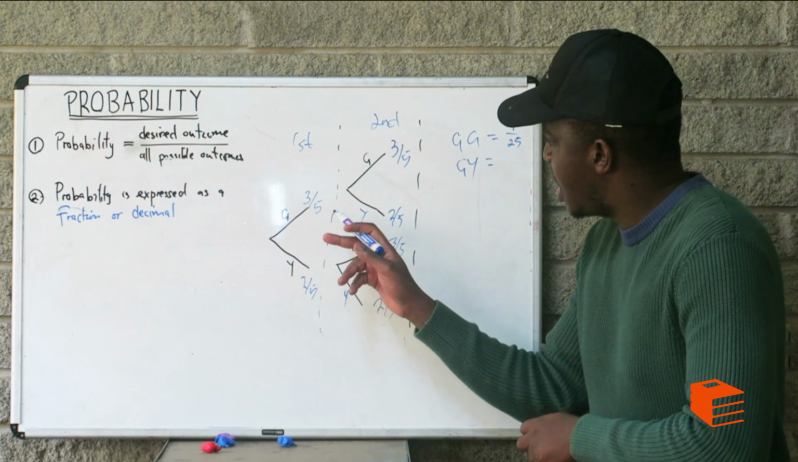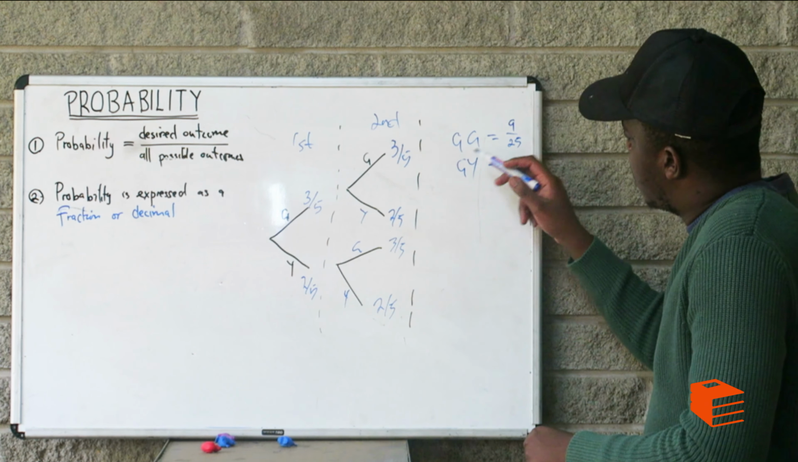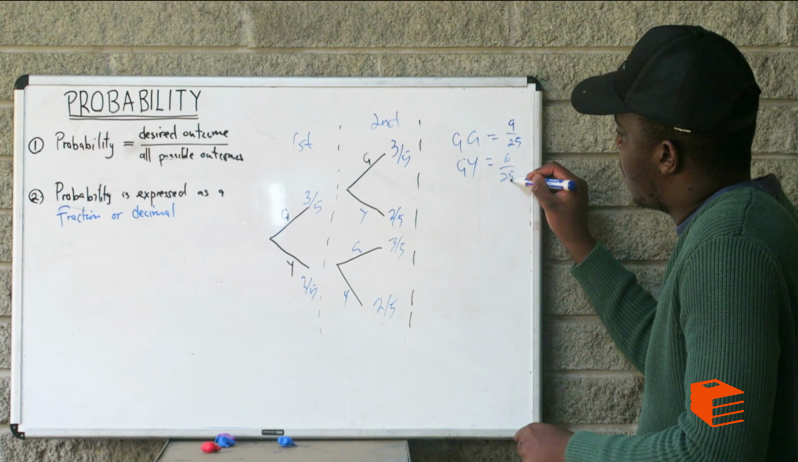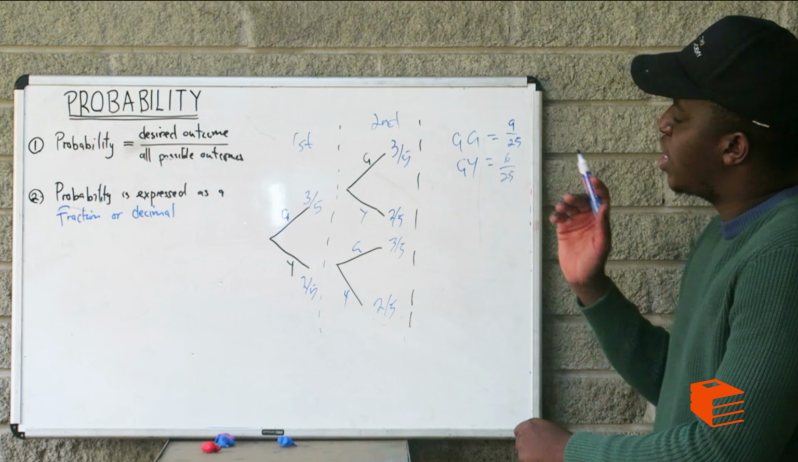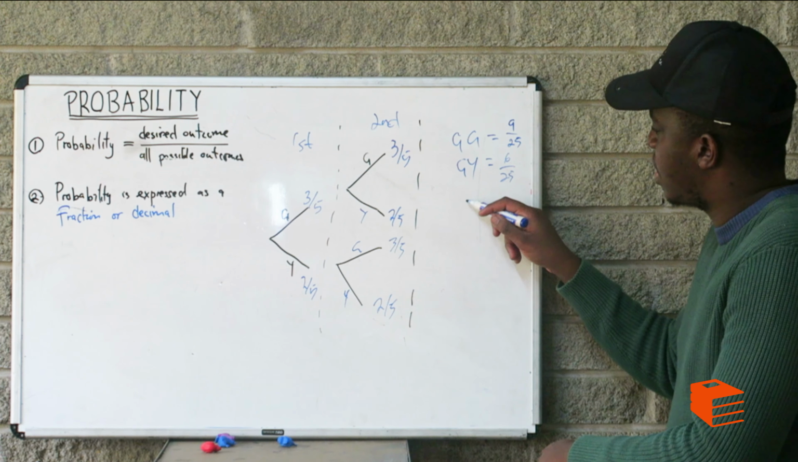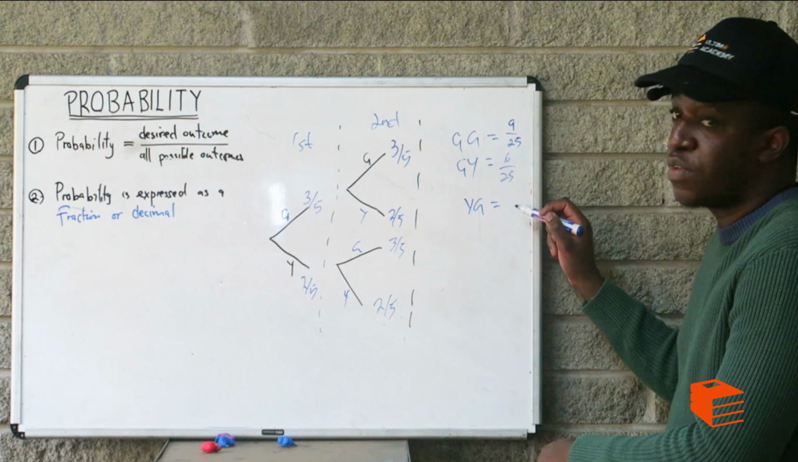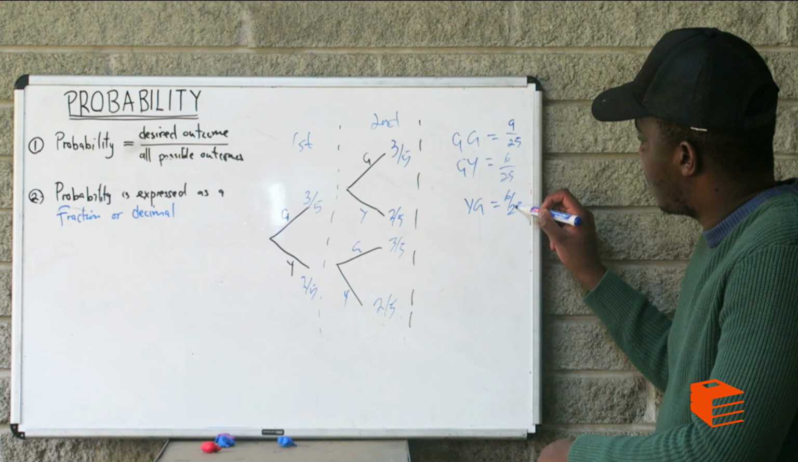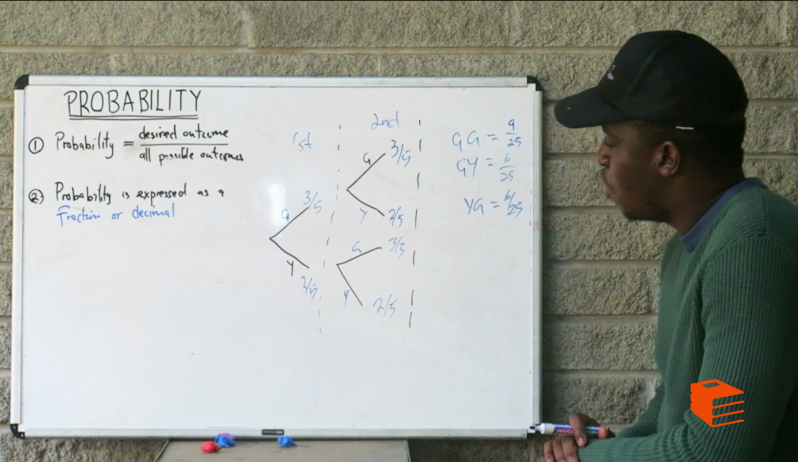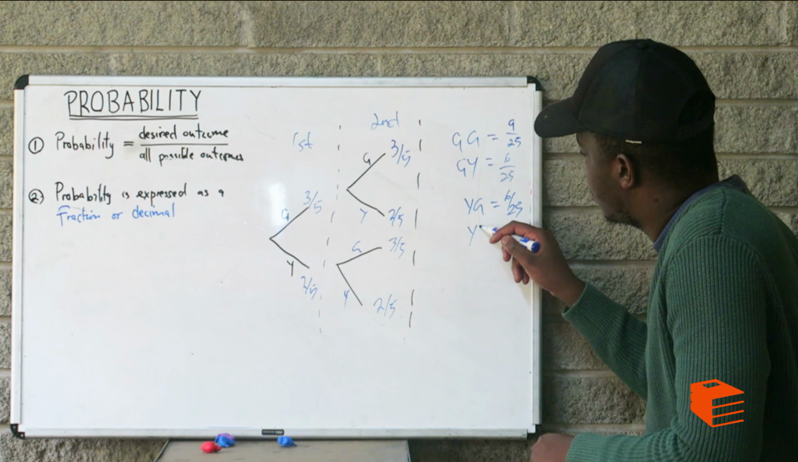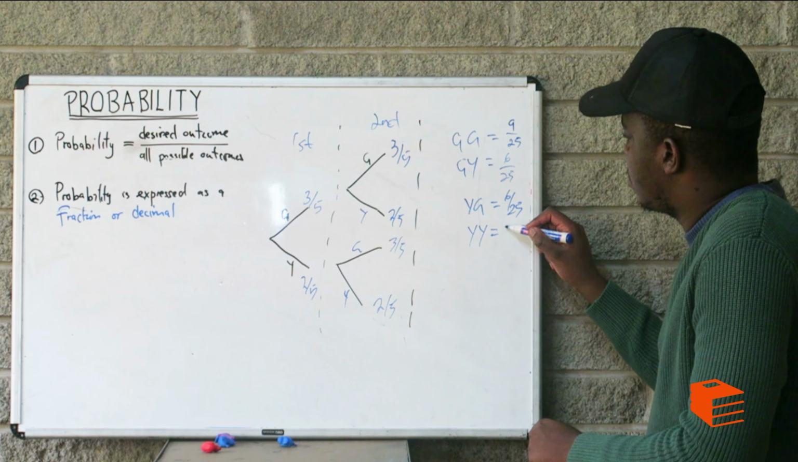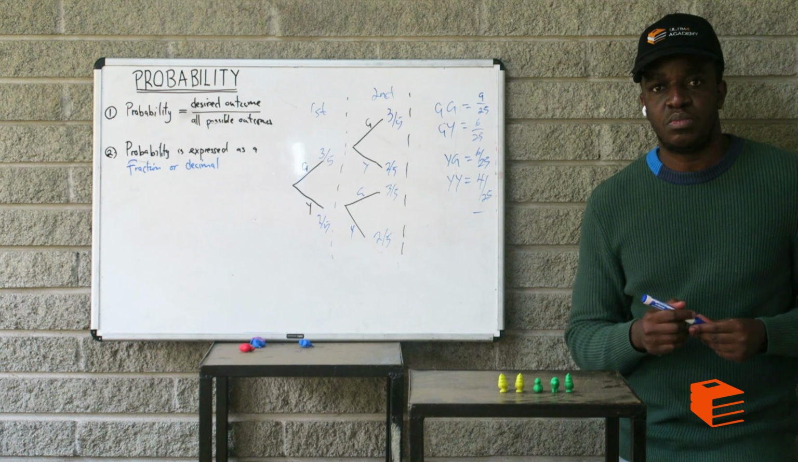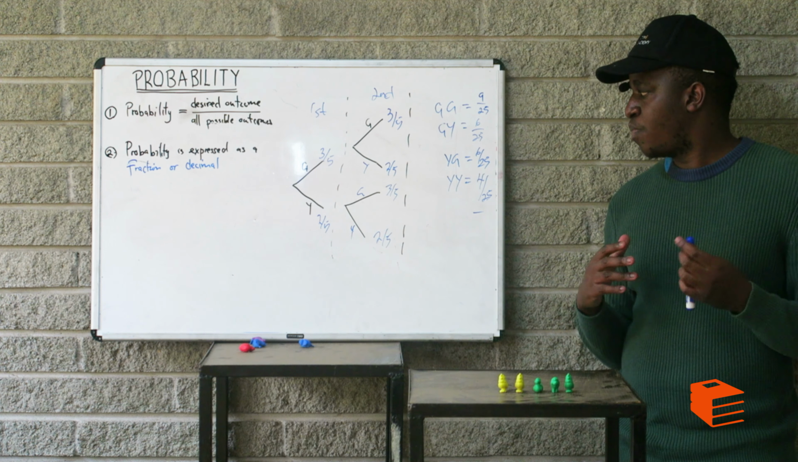And then, if the same happens here, we say 3 times 2, that is going to give us 6 over 25. And same here: what is the probability of picking a yellow one, then a green one? Yellow, then green is going to give you 6 over 25. What is the probability of picking a yellow, then a yellow? It's going to give you 4 over 25. I hope this makes sense and I hope this helps.